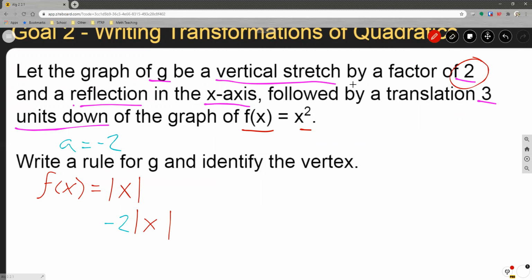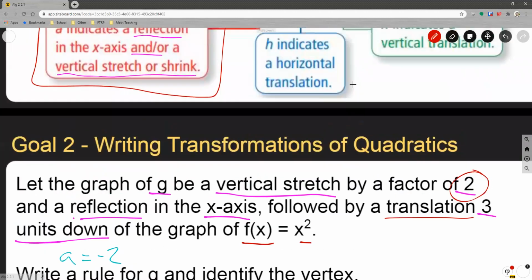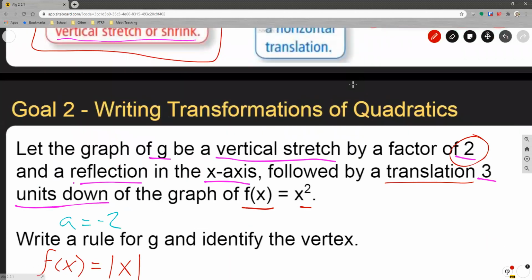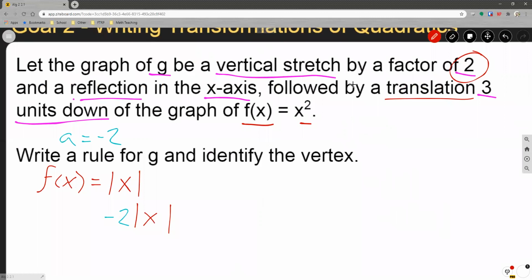The next part that we're talking about is a translation 3 units down, so I know it's vertical translation, so that's going to be my k value. Remember, k represents vertical translation. And remember, anything vertical works exactly like we want it to do. So if I'm translating 3 units down, that means that I am subtracting 3 from my function. And now I've done all the transformations. My a value handled the first 2 transformations, and my k value handled the last one.